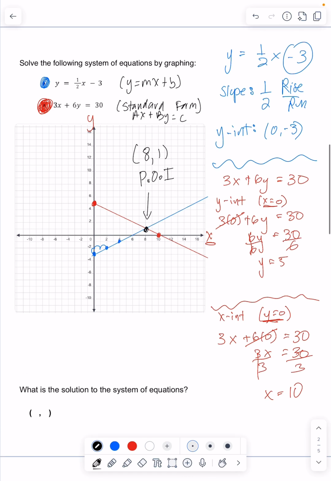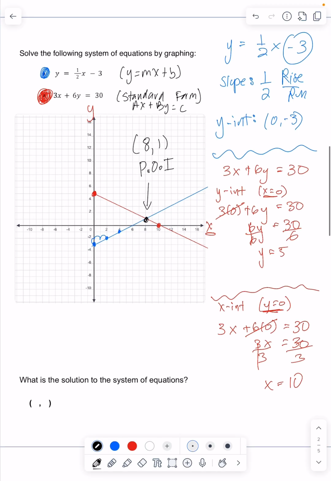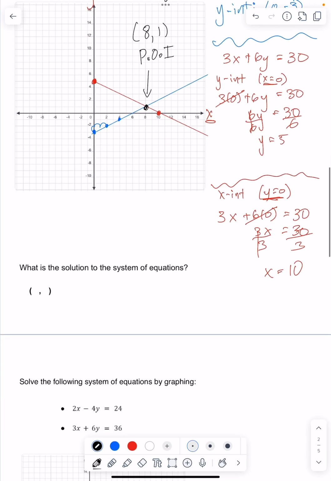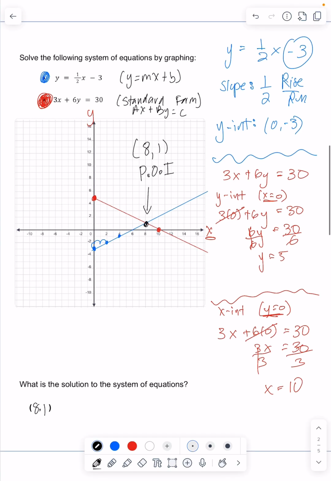And again, the only difference is that now I had one equation in slope-intercept form, the other one in standard form. That's really it on that one. So in this case, the point of intersection would be at (8, 1). That's the solution for that one.